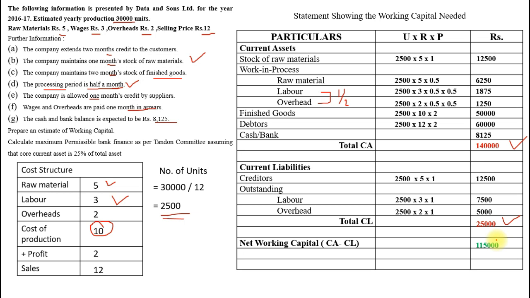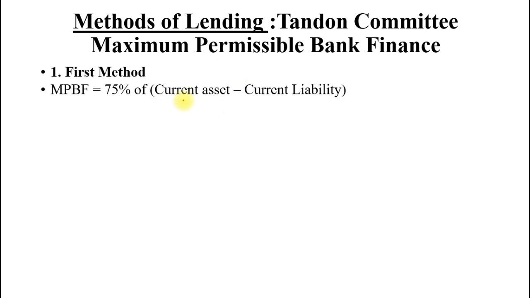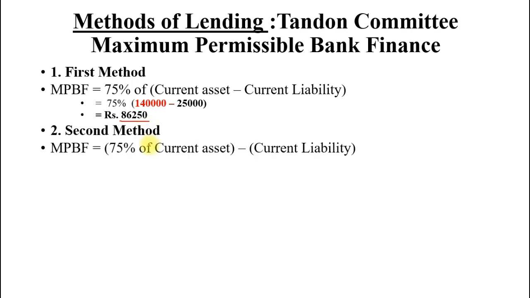Now, once we have got the net working capital, it is very simple. We'll start with the maximum permissible limit. Again, 25% of total current assets is your core current asset, given in the question. As per the first method, it is 75% of CA minus CL. CA was 1,40,000 and CL was 25,000. Subtracted, whatever answer, into 75% gives you 86,250. The second method is 75% of current asset minus current liability. So 1,40,000 into 75%, we'll get one value. After getting that value, minus 25,000, we will get a final amount, which comes to 80,000.